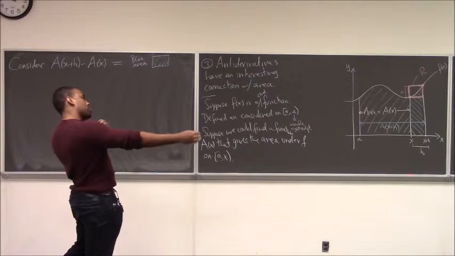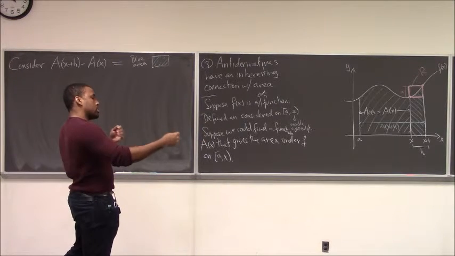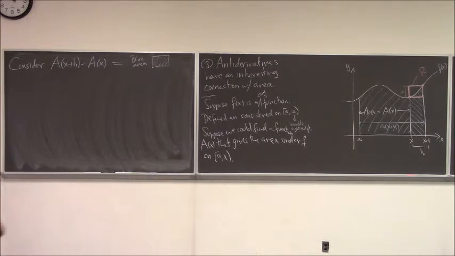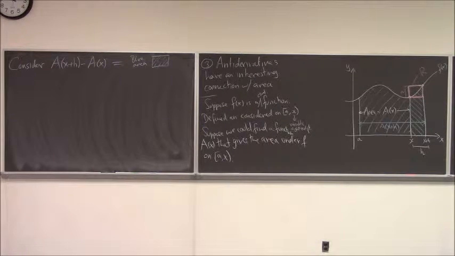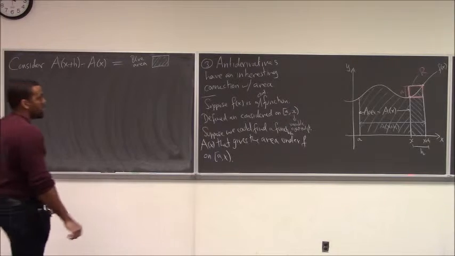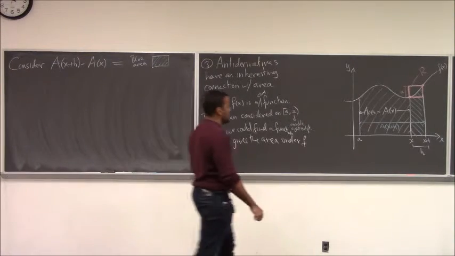Find the area all the way up to x plus h, find the area to x, and subtract the second one from the first. You'll be left over with that blue area. Now here's something I want you to notice about the blue area. How would we actually compute the blue area?